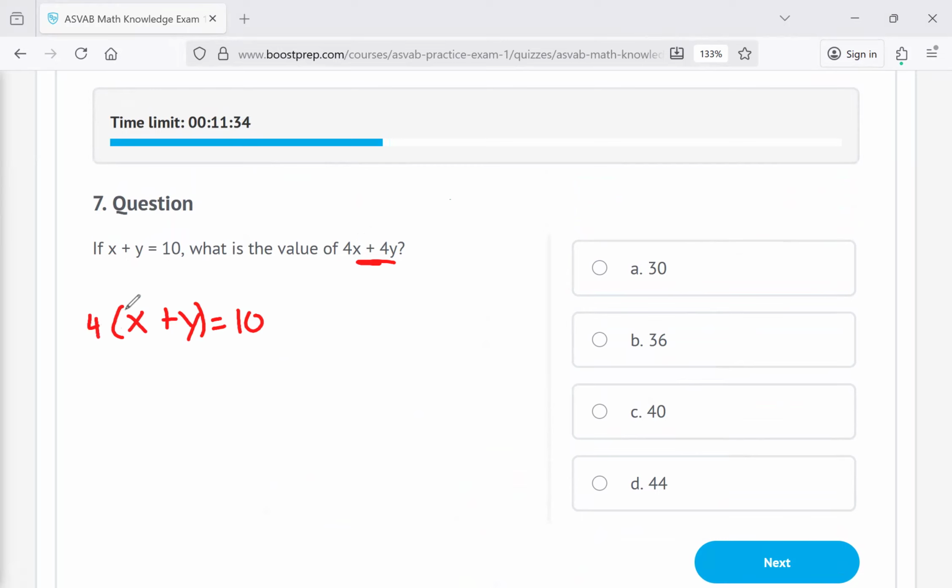But you also got to do it on the other side because that's the rule. Okay, so I'm going to multiply both sides by 4. So what happens is this is going to be 4x plus 4y. And then on the right, 10 times 4 is 40. Okay, so you just found your answer. 4x plus 4y equals 40. So letter C.